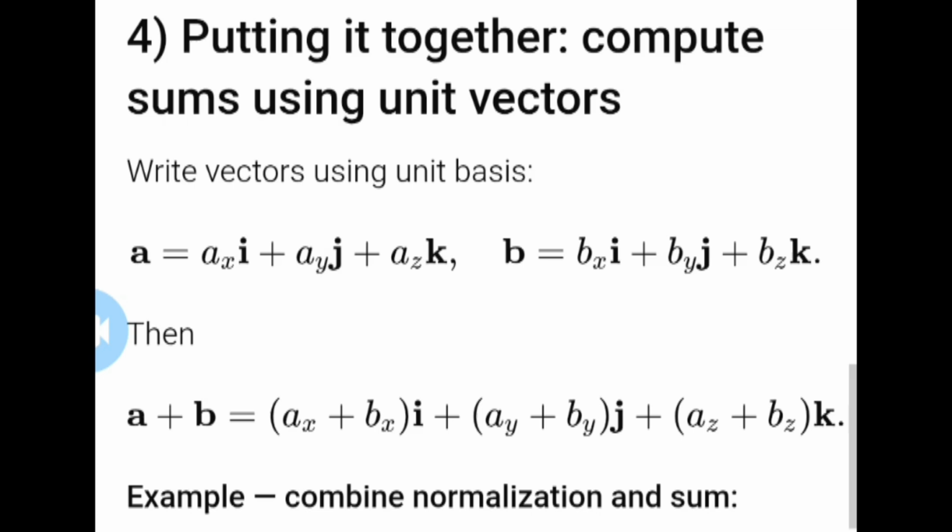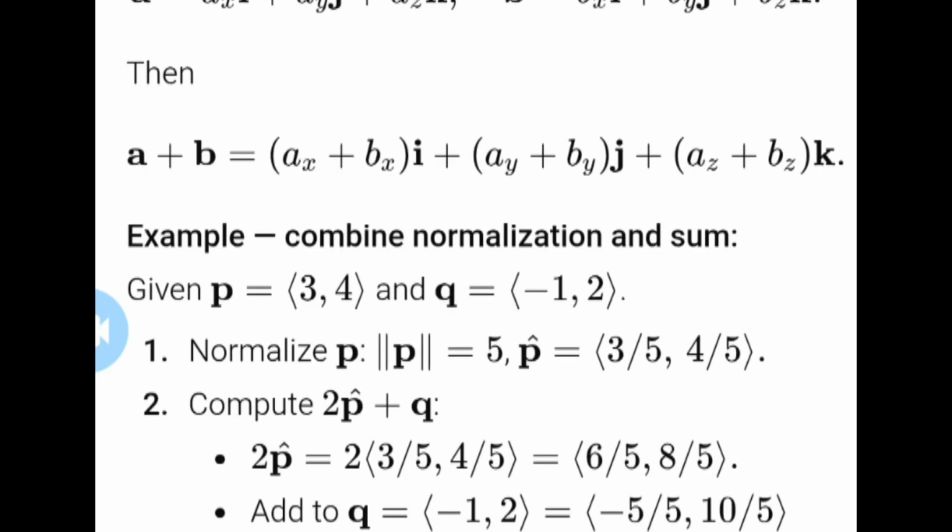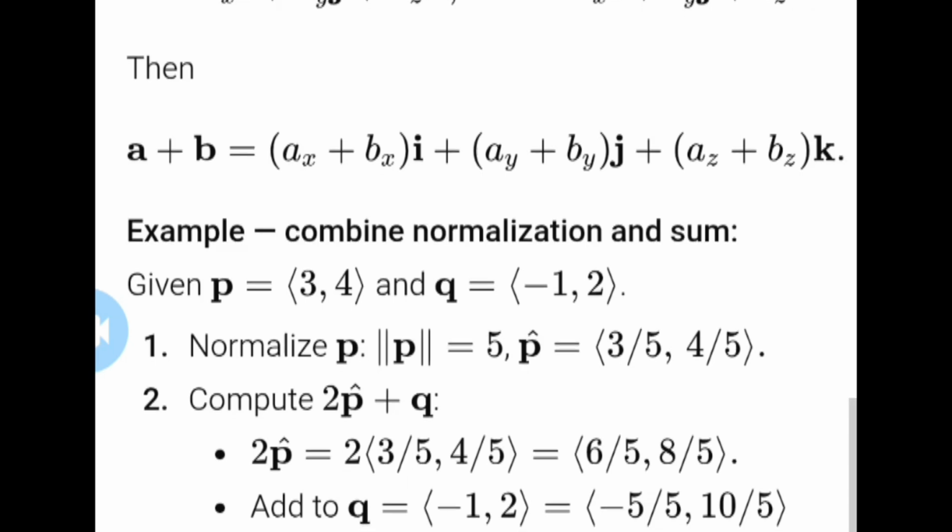Putting it together, compute sums using unit vectors. Write vectors using the unit basis. A equals Ax i plus Ay j plus Az k. So you are multiplying the unit vectors by their specific components, and you are getting two different expressions for A and B, where B equals Bx i plus By j plus Bz k. Then A plus B equals (Ax plus Bx) i plus (Ay plus By) j plus (Az plus Bz) k.